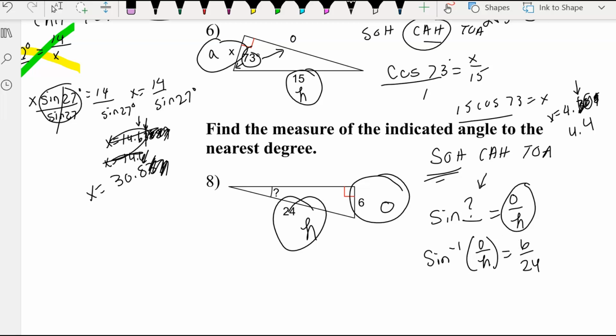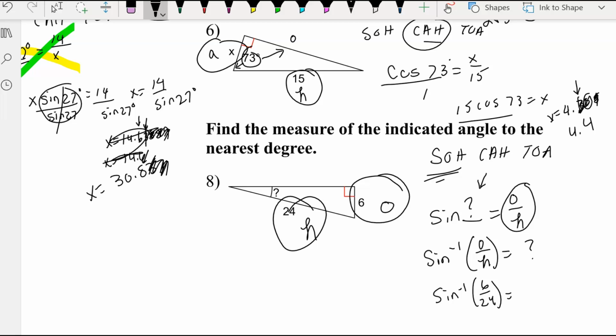Here's the cool thing: this is just a calculator problem. This is going to give me the angle measurement. Sine inverse of 6 over 24. Now you need to type in inverse. It depends on the calculator. Sometimes it has inverse and you have to actually type it. Sometimes there's a second function. So if you have trouble with this, let me know if you're not getting these answers.